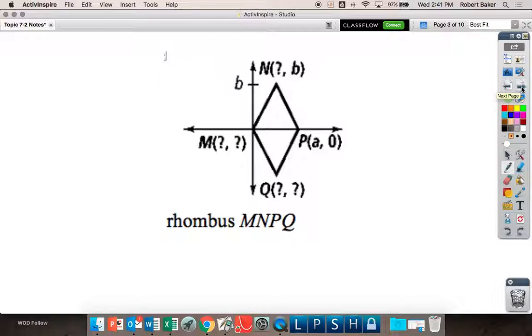This is a rhombus. A rhombus has 4 congruent sides, right? Take the gimme while it's there: M is at 0, 0. Now I moved over A and up 0 to get to this location. You would have to define N before you define Q, because it must be the same. So it must be A, B, right?